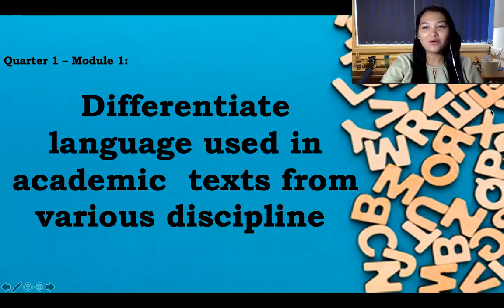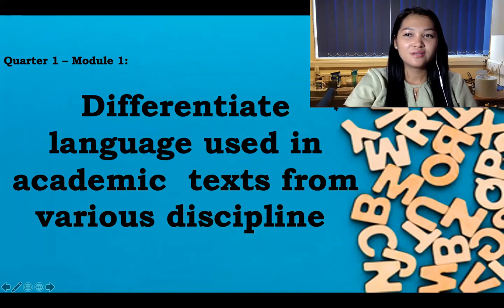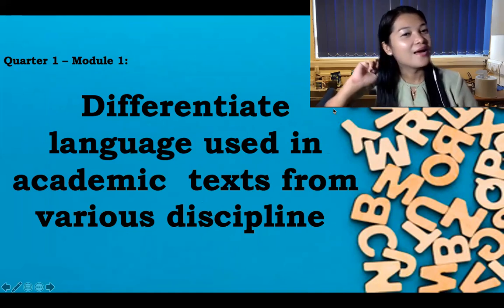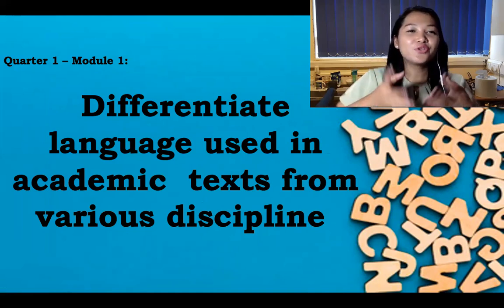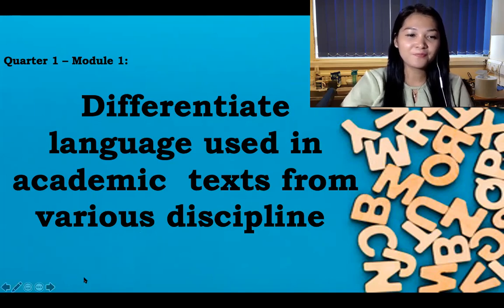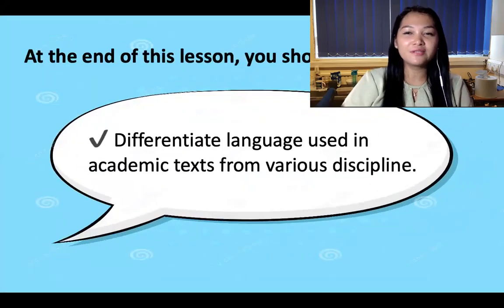So, I will be discussing to you the first module, or our first lesson in English for academic and professional purposes. Here you are going to differentiate language used in academic text from various disciplines. Our objective is for you to be able to differentiate language used in academic text from various disciplines.